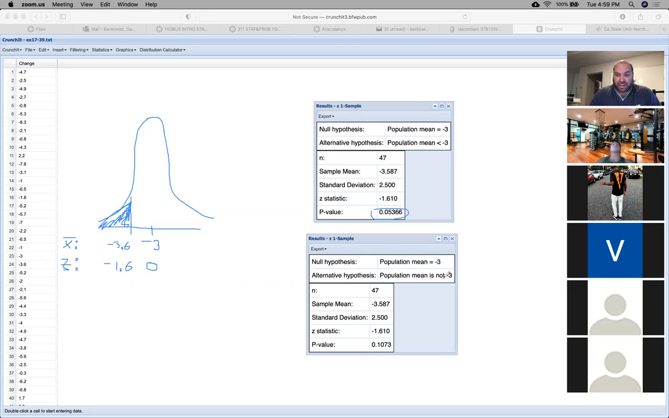If I were to do is not equal to, then I would also consider the possibility of being on the other side of negative 3, which is negative 2.4, or positive 1.6. And I would just also compute the probability of being in here, which is now twice what it was before. So my p-value before was 0.05, a 5% chance, and my new p-value is now 10%.